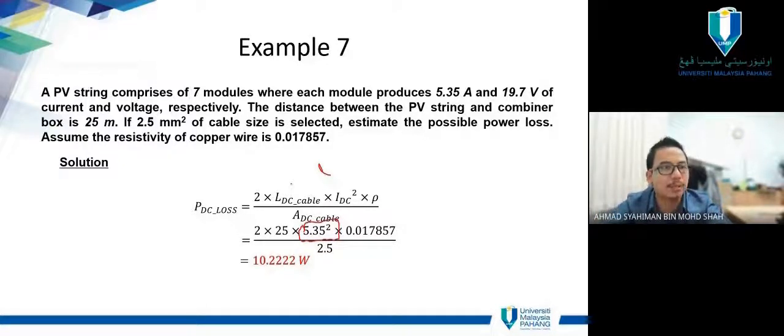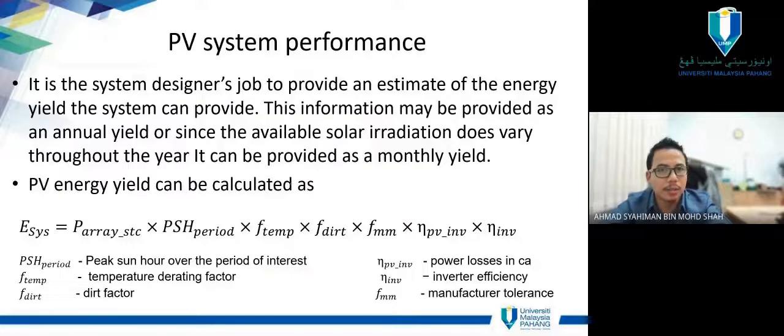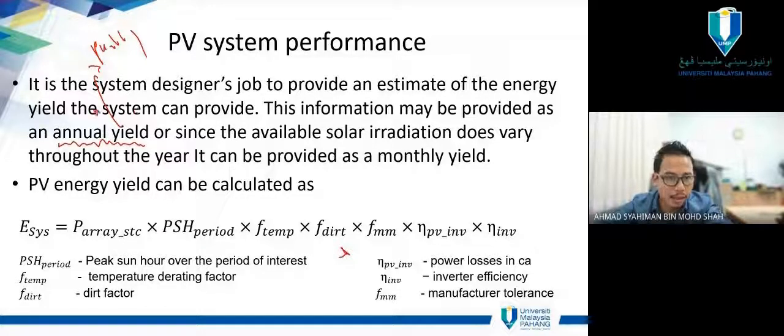Sebelum buat assignment. Okay. So, it is system's designer job to provide an estimate of the energy yield the system can provide. This information may be provided as annual yield. Macam cakap tadi, kita panggil annual yield. Okay. Ni yang tak cukup tu kan penalty lah. Penalty. Okay. Since the available solarization does vary throughout the year, it can be provided as a monthly yield. So, PV annual yield ni kita dah learn pun sebelum ni. Yang dulu tu. Kalau ingat lagi lah. Yang kita kira E-system. It's the same thing.